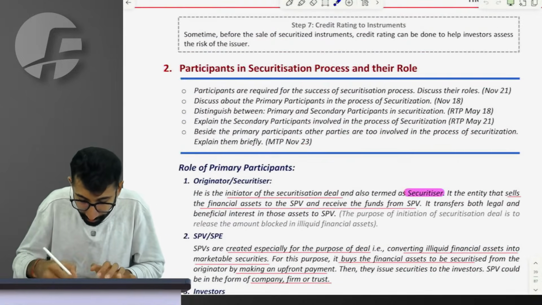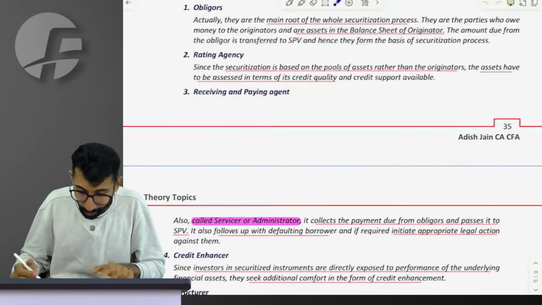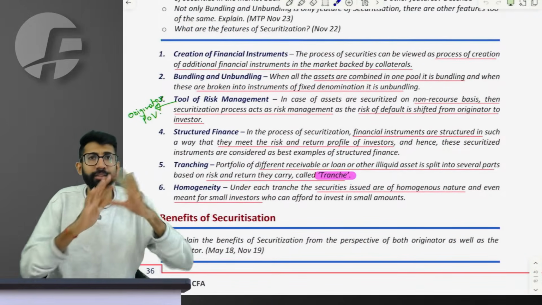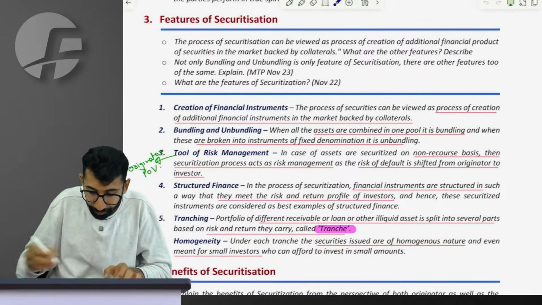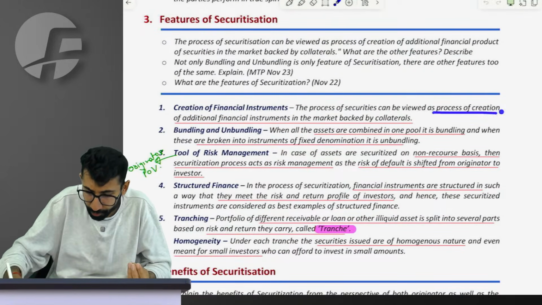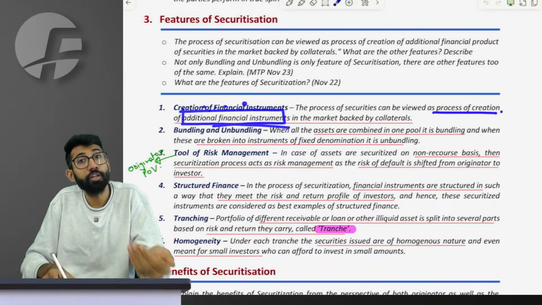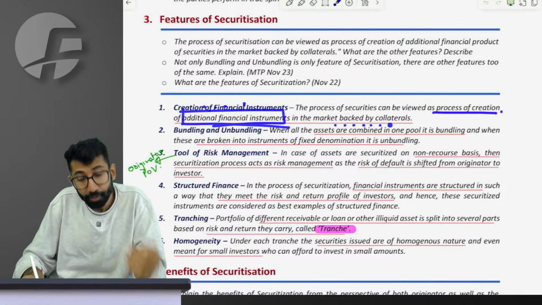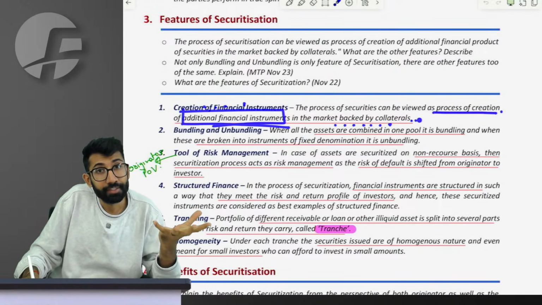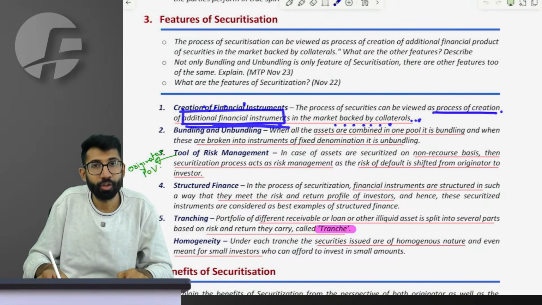These are the secondary and primary participants. Everyone, are we now set? Moving to the next discussion, which is the features of securitization. Within the entire concept, you will find features, for example, creation of a financial instrument. Obviously a feature, because it converts illiquid financial assets into additional financial securities which are backed by that collateral. What is the collateral? The financial assets in the balance sheet of the SPV act as collateral for the security.